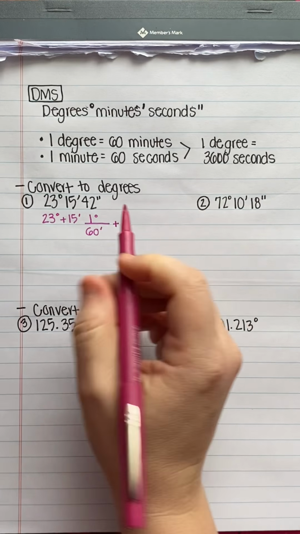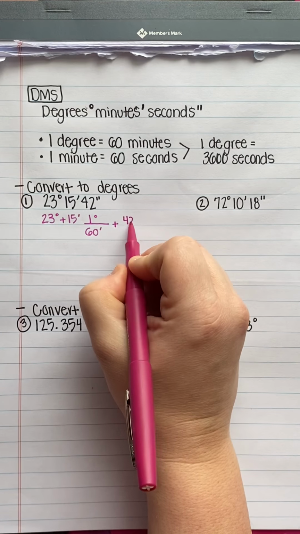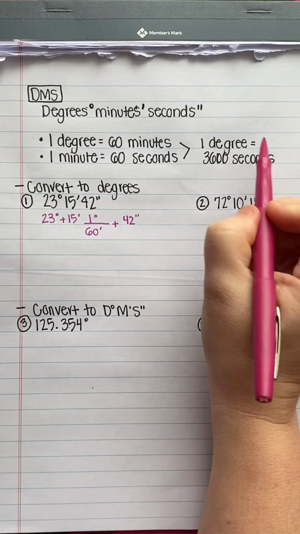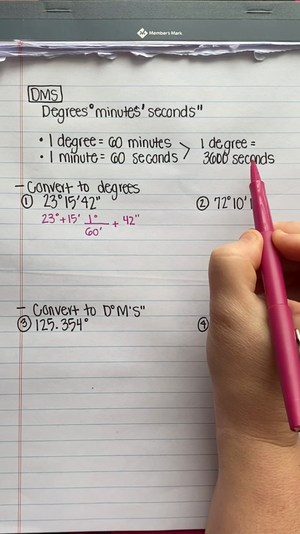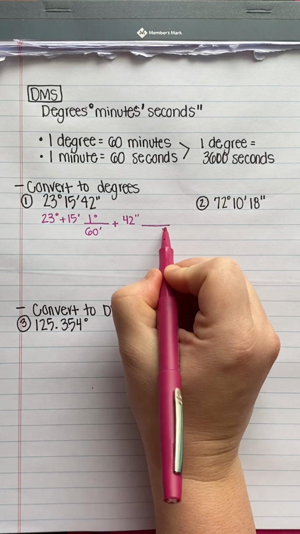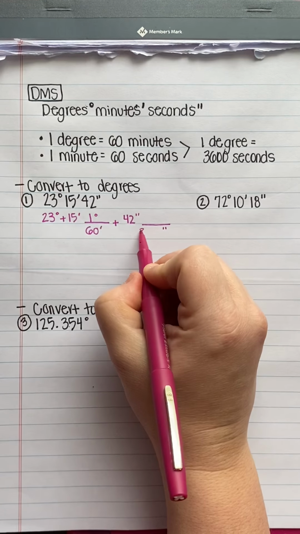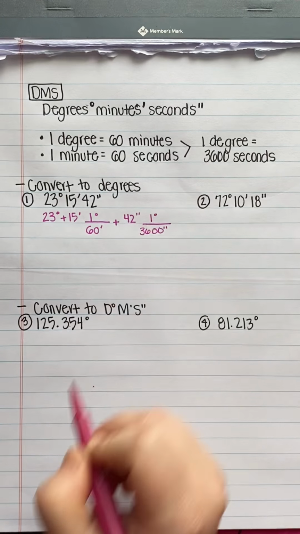All right, then I'm going to convert my seconds over. So here I got 42 seconds. So 42 seconds, remember that's 2 little tick marks. And then I'm going to use this one. In 1 degree, there's 3,600 seconds. So right here, seconds is going to go on the bottom. So 3,600 is going on the bottom. And 1 degree is going on the top.